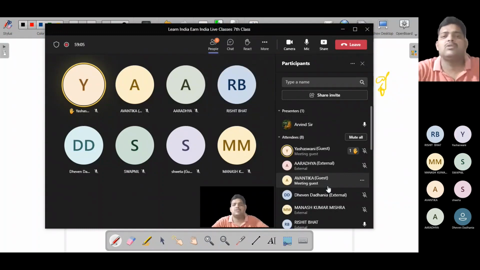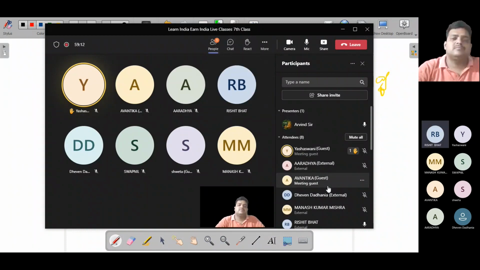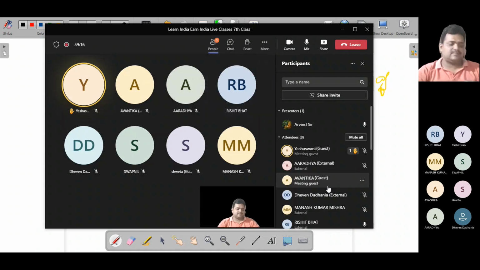Okay, I'll be showing you. Which diagram? Just this large intestine or the complete digestive system? Only the large intestine, sir. Okay, I'll be showing once more. And Yashaswini, what is your doubt?